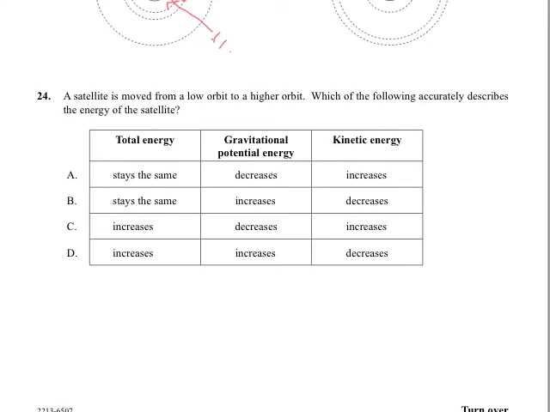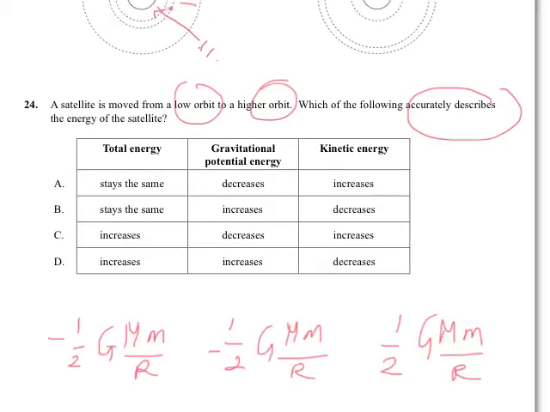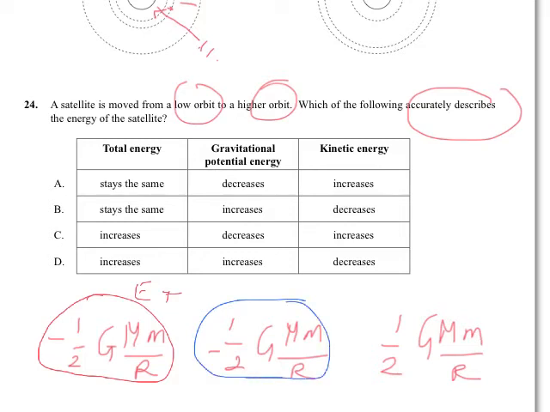Right, 24, a satellite is moving from low orbit to higher orbit. Which one accurately describes the energy of the satellite? So let's write down our energy formulas. I'm going to write them down here. Okay, this is the relationship for the total energy. This is the relationship for the gravitational energy. And this is the relationship for the kinetic energy. Okay.